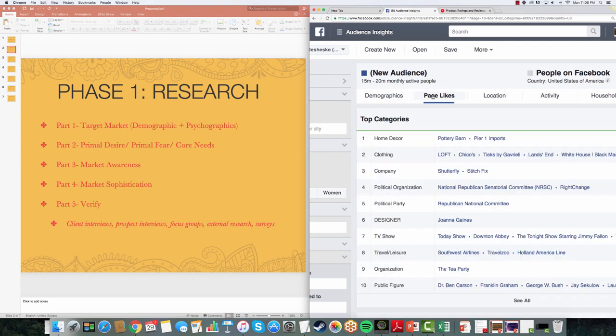What pages do they like? Pottery Barn, Pier One, Loft, Chico, Shutterfly, Republican stuff. If this isn't getting you guys excited about looking into the demographic and psychographic information on what your market is doing, I don't know what is.